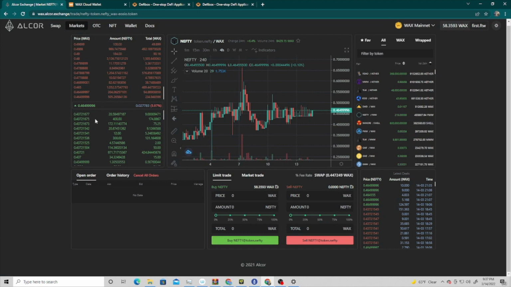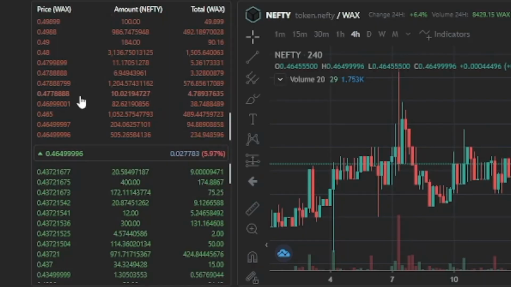This is what's called the continuous order book. Each one of these represents an order where somebody has signed a transaction and has said they want to purchase an amount of Nifty tokens, or they want to sell an amount of Nifty tokens for a set price. So here these ones are saying they'll sell this amount of Nifty token for this amount of Wax. Where here someone's saying, well, they're willing to purchase this amount of Nifty token for this amount of Wax right now. So these are available. You can fill these orders immediately if you want.